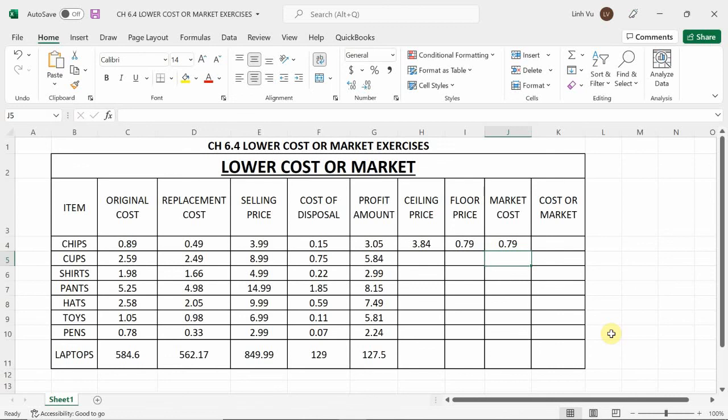So now, the last question asks, which one's lower, original cost or market? So original cost of 89 cents versus 79 cents. Which one's lower? 79 cents.